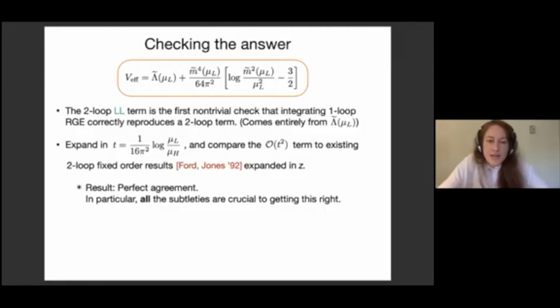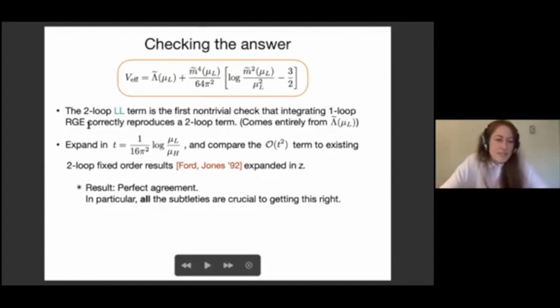The more interesting comment is that we can check our result by explicitly checking our 2 loop leading log term that we got from integrating the 1 loop RGE in the EFT and checking this against explicit 2 loop calculations to see that we did something non-trivial. And this leading log term comes entirely from the running of the cosmological constant in the EFT.